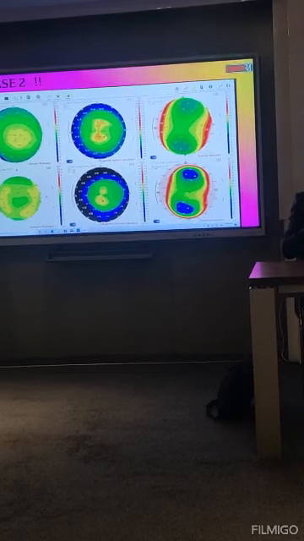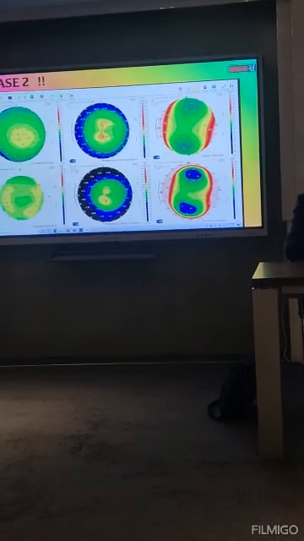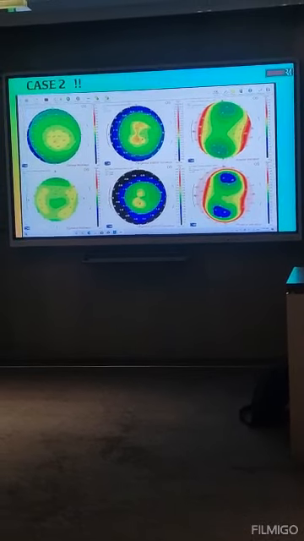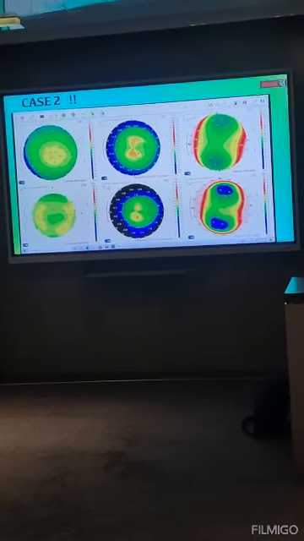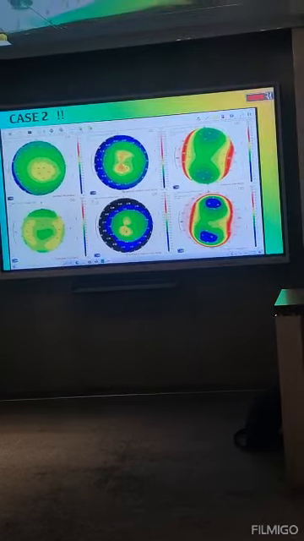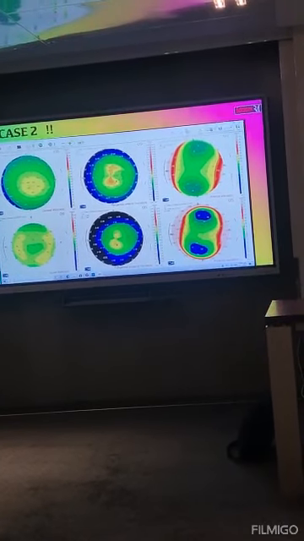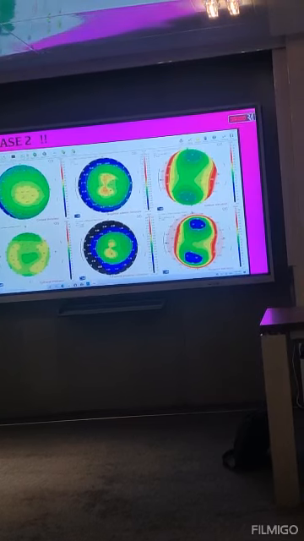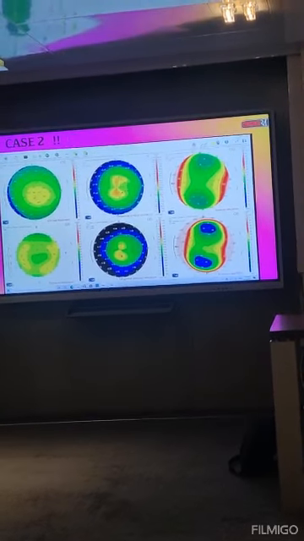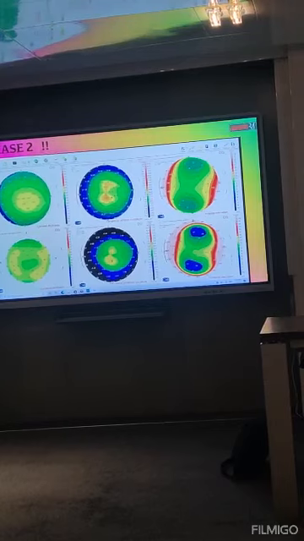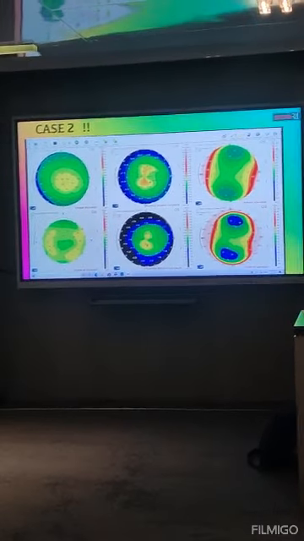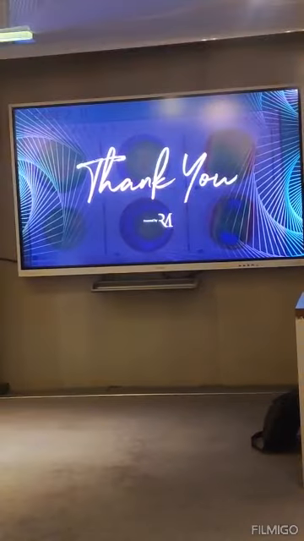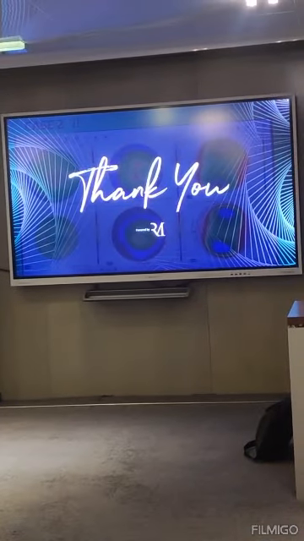This is another case. How do you see it? This patient with inferior steepening. The superior inferior point difference is around 2.2. So it's highly significant, especially in the central part of the cornea, and could be highly suspicious for this patient. Please, can I have another 10 minutes?